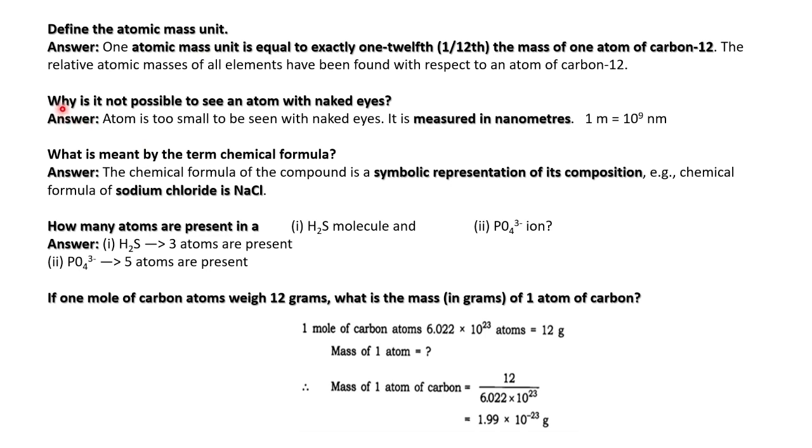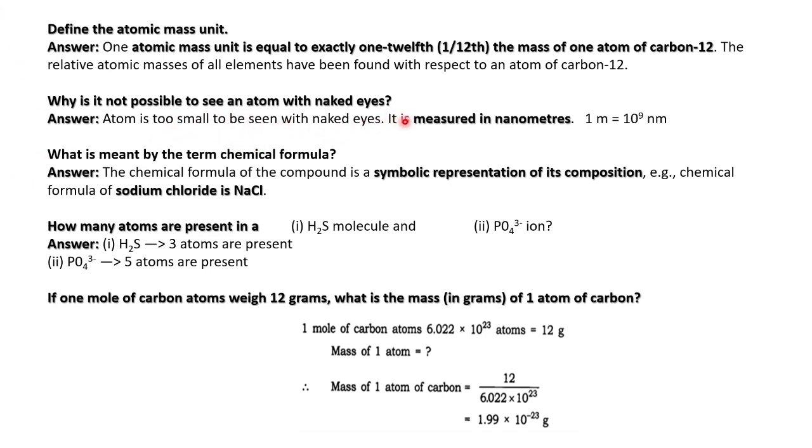Why is it not possible to see an atom with the naked eyes? An atom is too small, and it cannot be seen by our naked eyes. For example, imagine the head of a bell pin: we can place about 1 lakh atoms on it. So we can imagine the size of an atom. It is too small to be seen with the naked eyes.